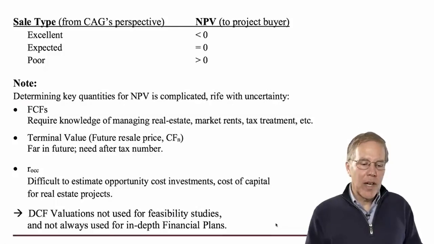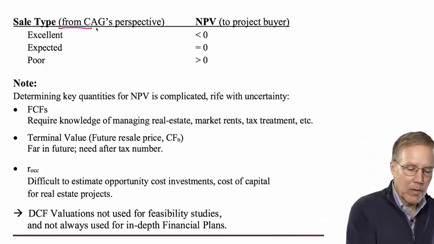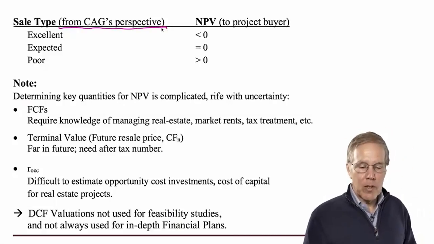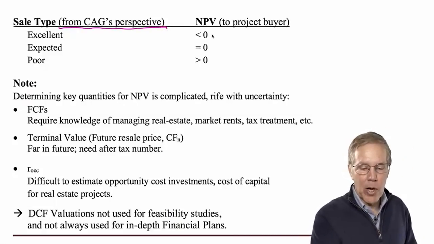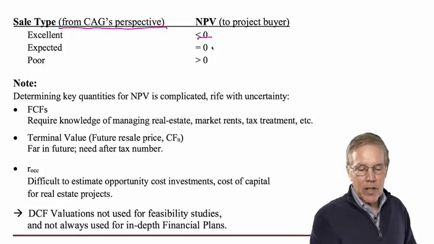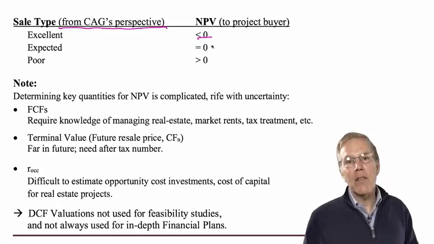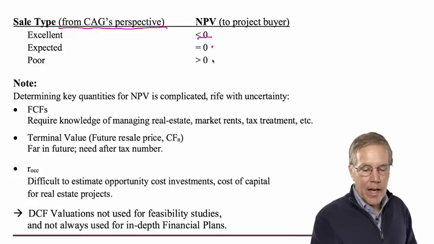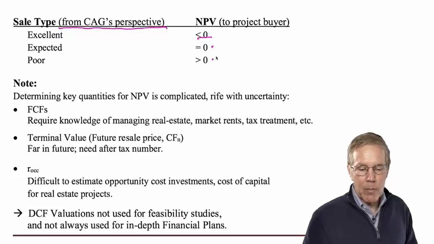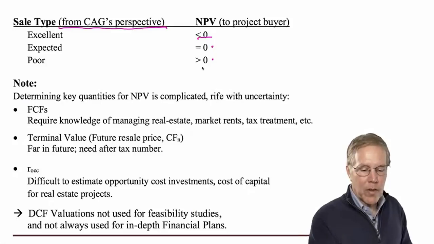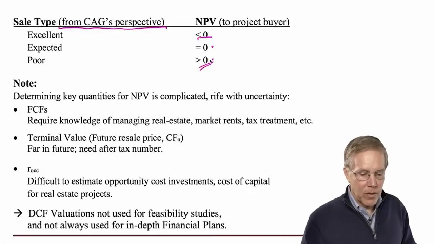But just a few words on how we'd think about NPV. Okay, so from CAG's perspective, they would like the NPV to the project buyer to be as low as possible. So they'd like the buyer to make a mistake and get a negative NPV for the buyer. They're expecting what's fair is NPV is 0. That's considered the fair deal for the seller and the buyer. And if CAG is a bad negotiator, makes a big mistake and sells the property for too little, they're going to find the buyer has an NPV of greater than 0.